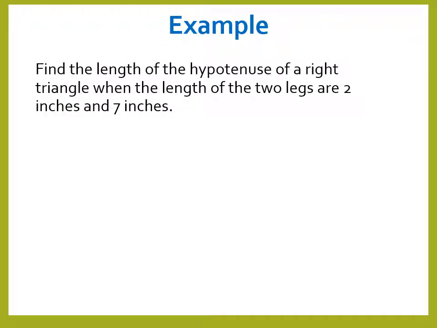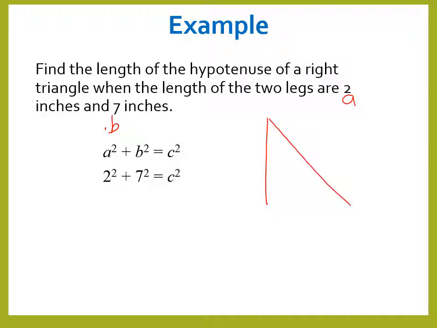So it says find the length of the hypotenuse of a right triangle when the lengths of two legs are 2 inches and 7 inches. So it told me my two legs, so I know my A and I know my B. If you are a visual person, please remember you can always draw your lovely triangle. There's my right triangle. You're 2, you are 7, and you are my hypotenuse. Your hypotenuse is always across from your 90-degree angle. It's always the longest side of your right triangle.